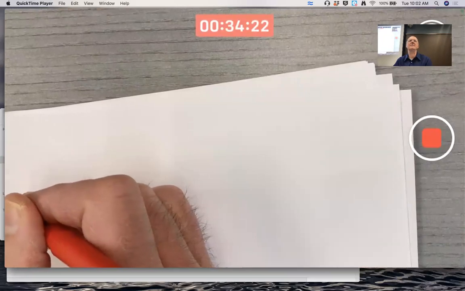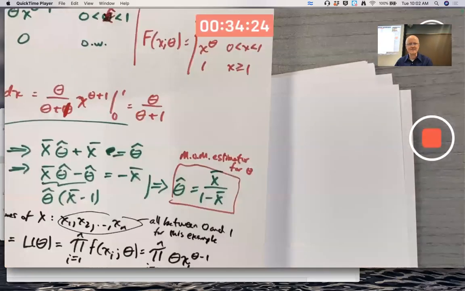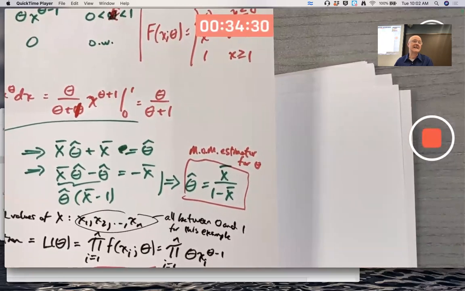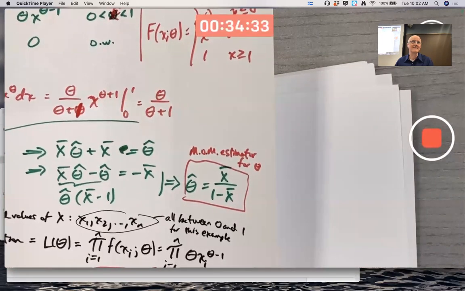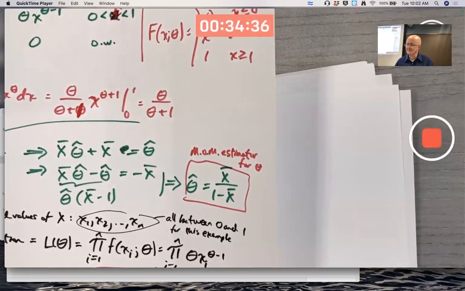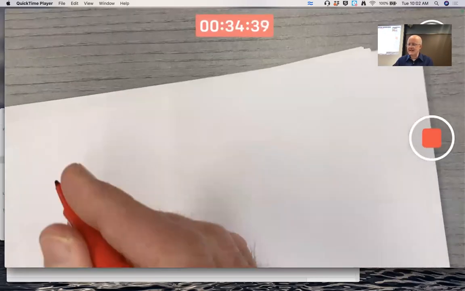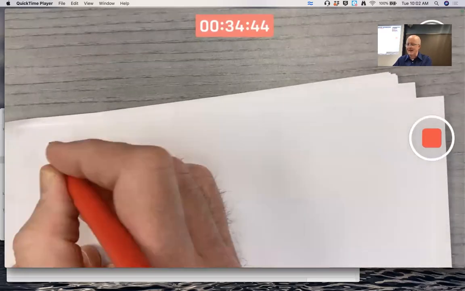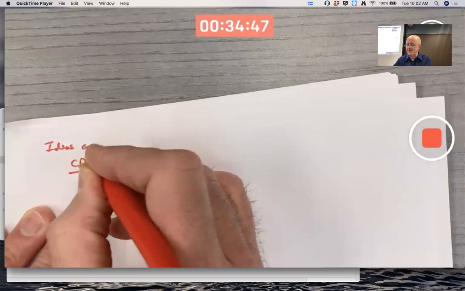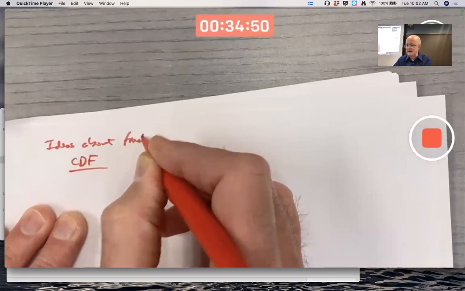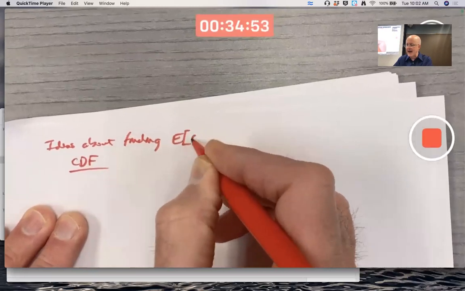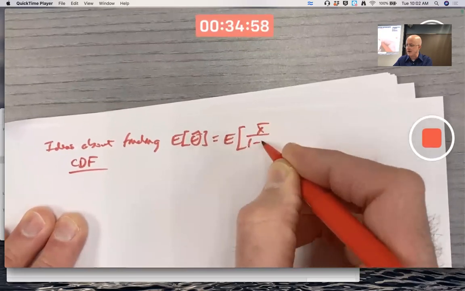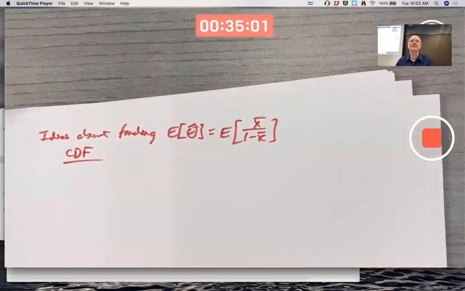So you'd have to try to figure out the PDF of theta hat and integrate theta times that PDF, if theta is the variable. You could try the CDF method. These are just ideas about finding the expected value of theta hat from the method of moments, which would be the expected value of X bar over 1 minus X bar. It's not going to be finishing those ideas.